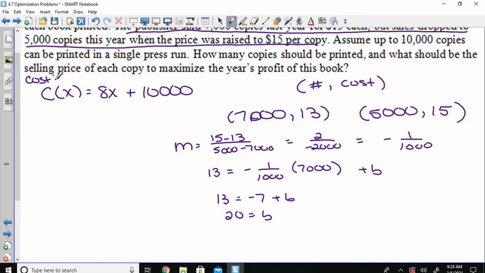So far, we had our cost function. In this function, my y value was the price we were charging for each. So here's our price function. A little bit confusing, your book uses lowercase p for price and capital P for profit, so just keep that in mind. So our price is negative 1 over 1,000x plus 20.